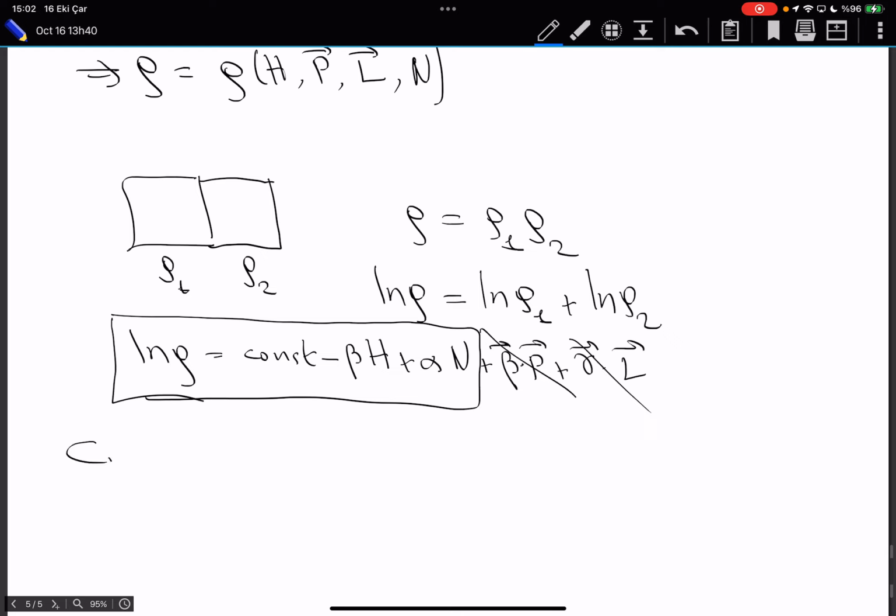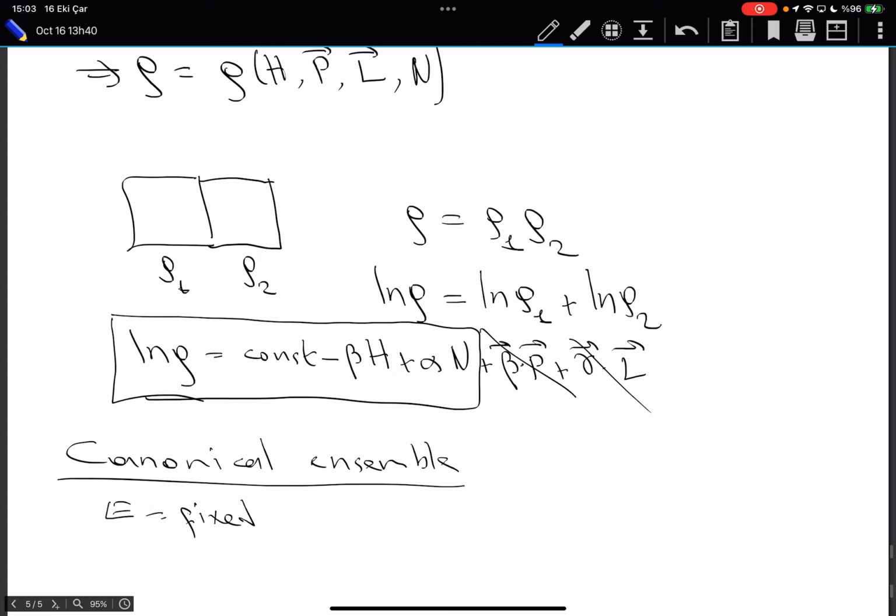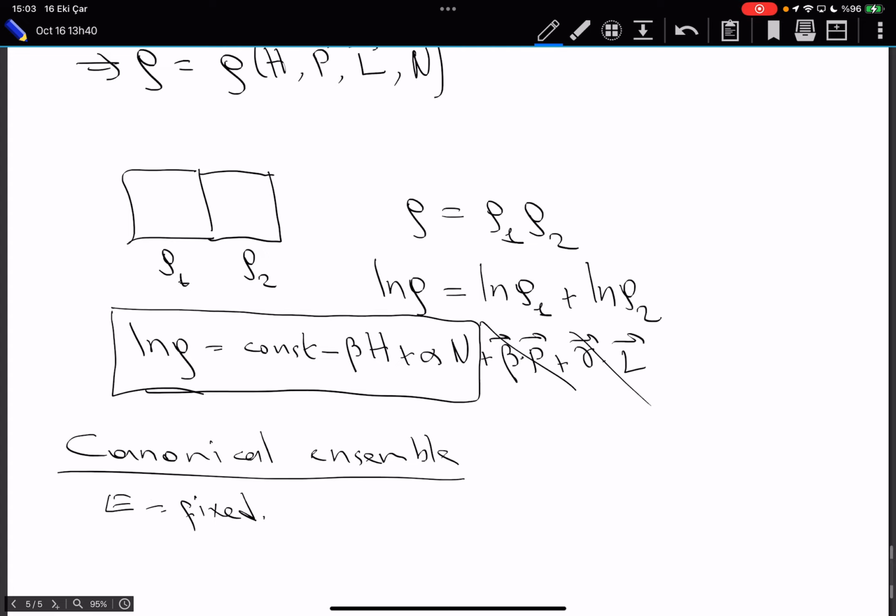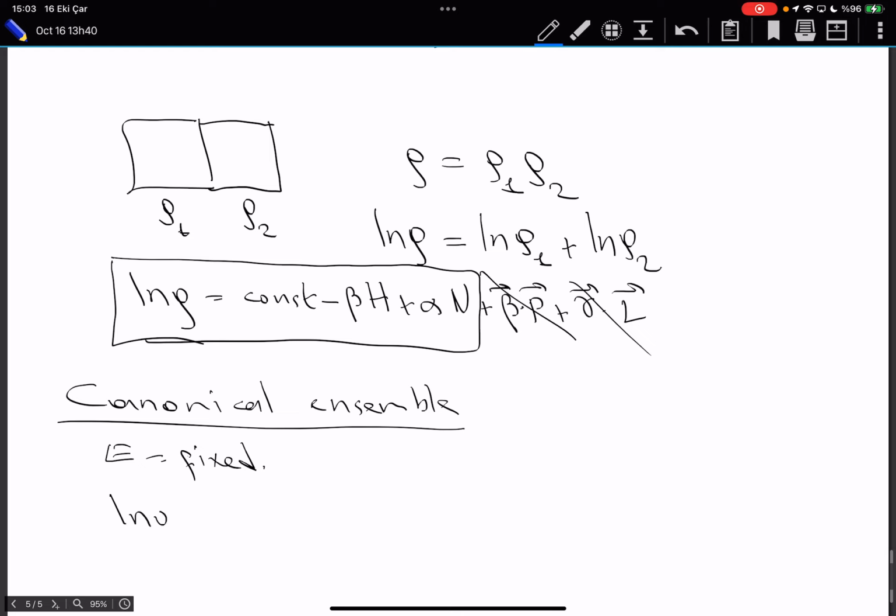Now, let's go back to our discussions. Let's relate this to our discussions. The canonical ensemble. You see, what we mean by the canonical ensemble, we make copies of our system all having the same energy. But then logarithm of rho is itself a constant.